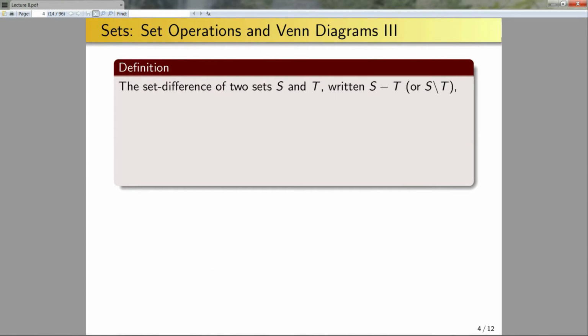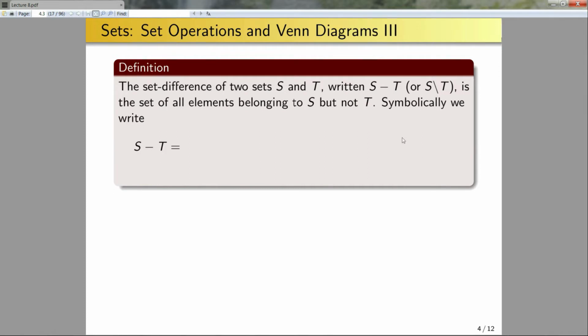Okay, so set difference. The difference of two sets S and T, written as S minus T or S backslash T, for this course I'm pretty much uniformly going to use S minus T, is simply the set of all elements that belong to the set S, but do not belong to the set T. So symbolically, we can write that S minus T is equal to, well, what do we think this would be? It's simply going to be the set of all X, such that X is in S and X is not in T. Or, written using our logic operations, it's the set of all X, such that X is in S and X is not in T.